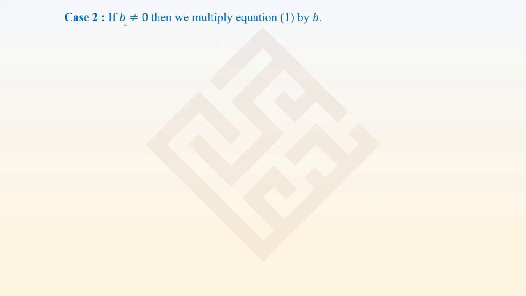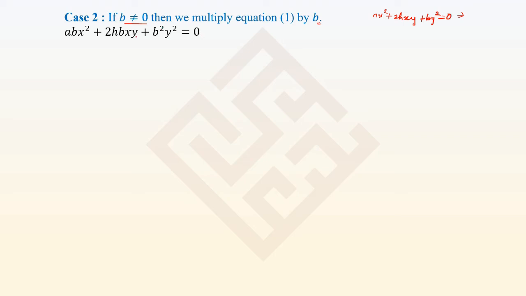Now in case number 2 we are going to consider b is not equal to 0. So if we are not taking b is equal to 0, हमारा equation 1 हमारा था ax square plus 2hxy plus by square is equal to 0. ये पूरे इक्वेशन को हम b से मल्टीप्लाई करते हैं. So as we multiply this with b, we are going to get ab into x square plus 2hb xy plus b square y square is equal to 0.